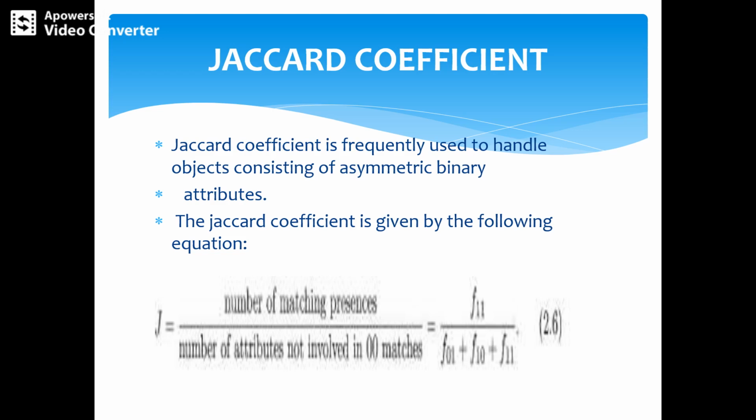This is going to ignore the 0-0 matches. Why? Because compared to the previous SMC, where 0-0 matches are counted, here the 0-0 matches are excluded from the dividing part, the number not involved in 0-0. The number of presences is always f11. So if any 0 comes, that divided by any number is always 0. No need to calculate. This is the way we use the Jaccard coefficient.